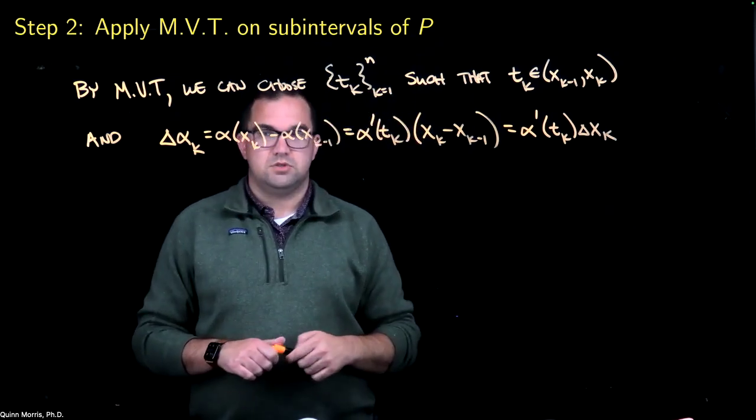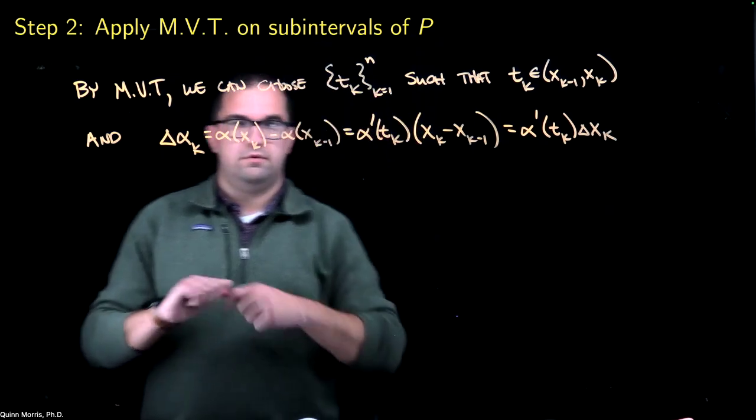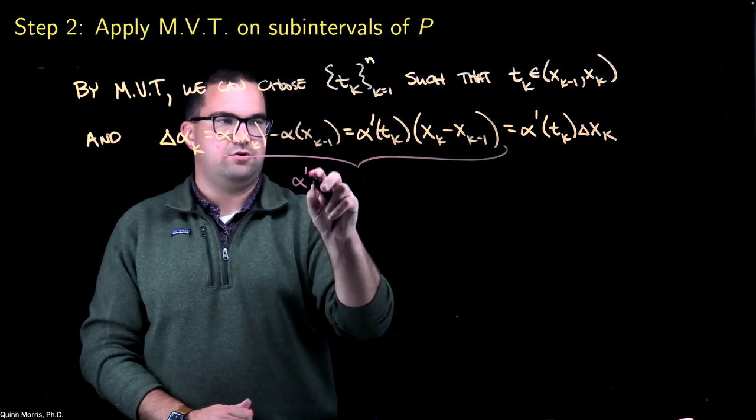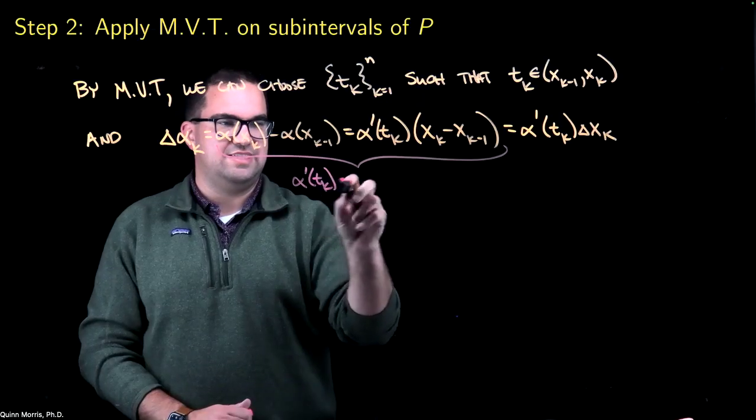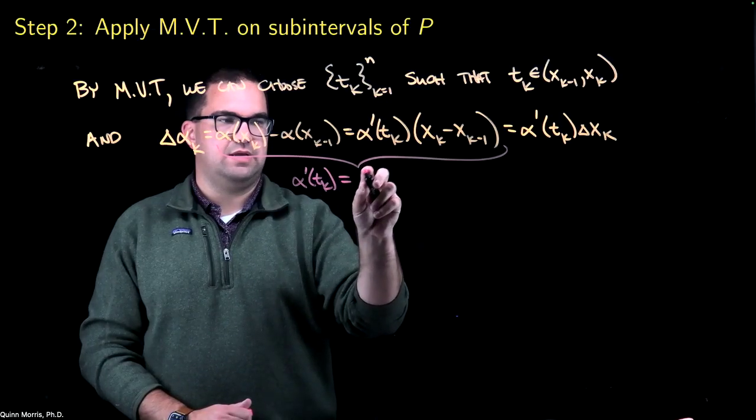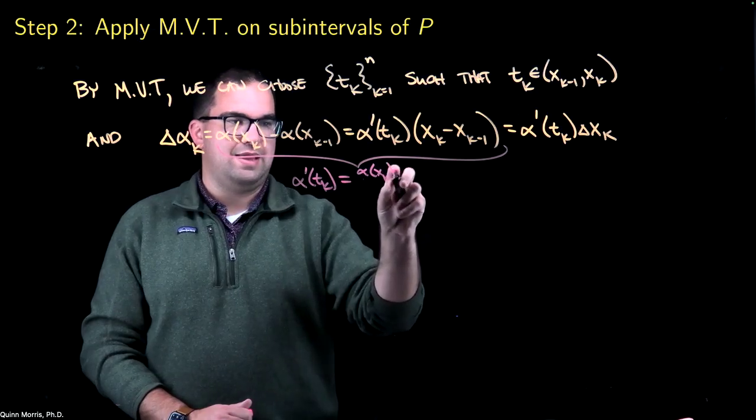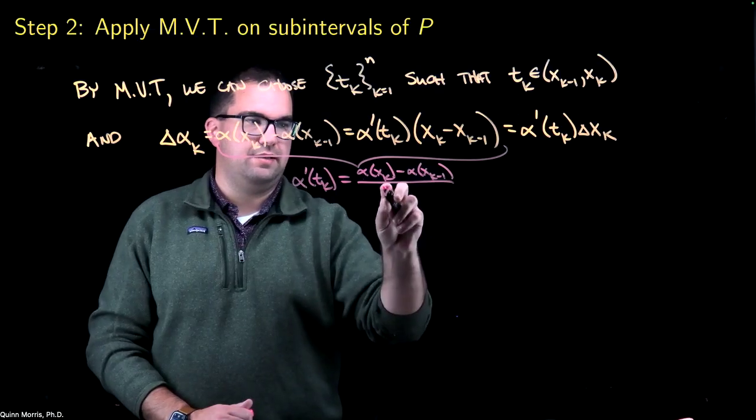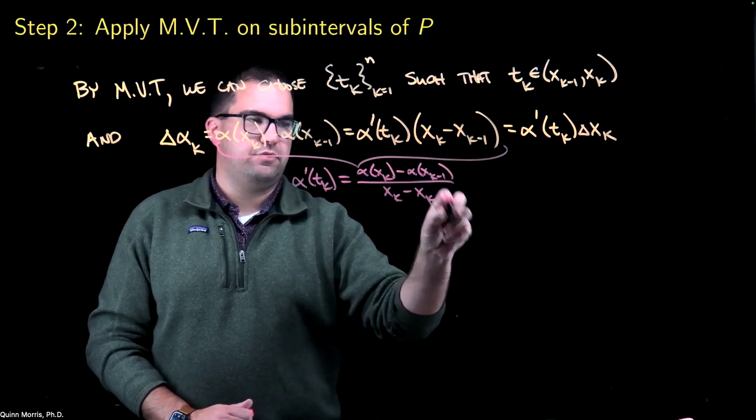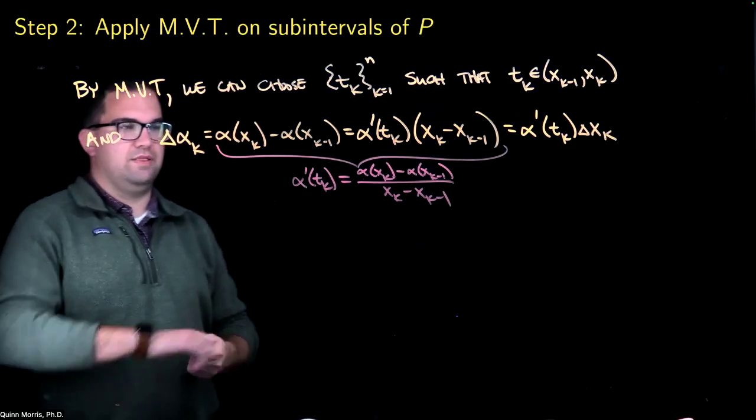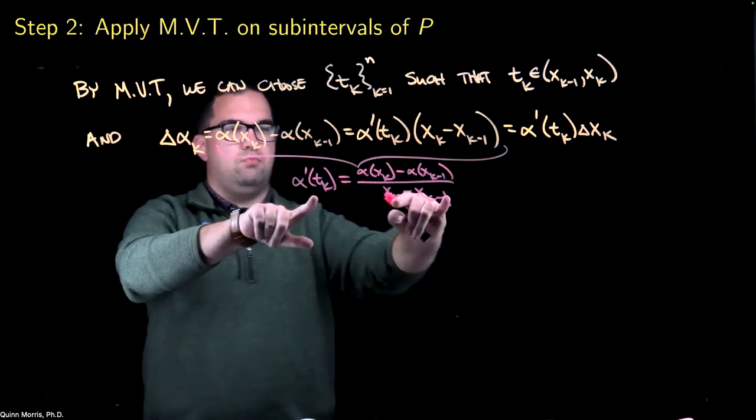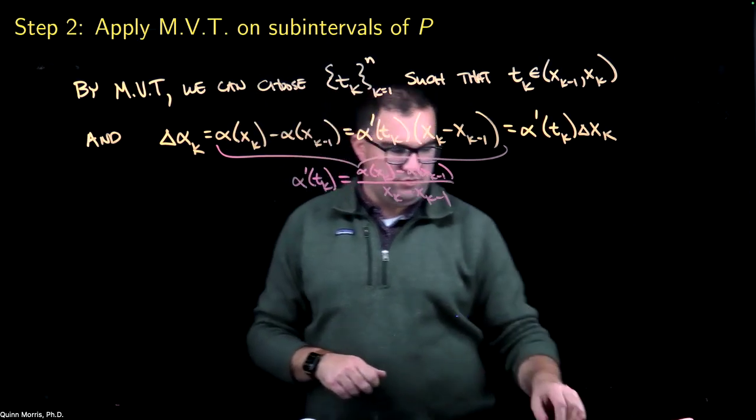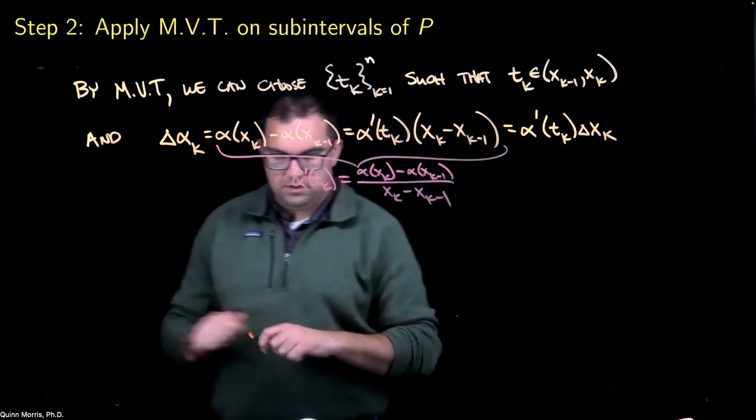Okay. So here, if I look at this, again, if you're having a hard time seeing this, this is really using the fact that the mean value theorem allows me to choose t_k such that alpha prime of t_k is equal to the average rate of change of alpha over x_{k-1} to x_k. Again, that's normally how we might have written this mean value theorem, but I've just multiplied both sides here to get this. So again, that's the piece coming from the mean value theorem.